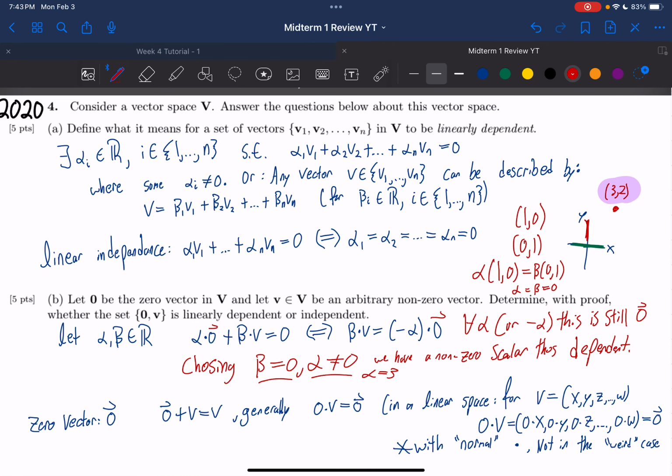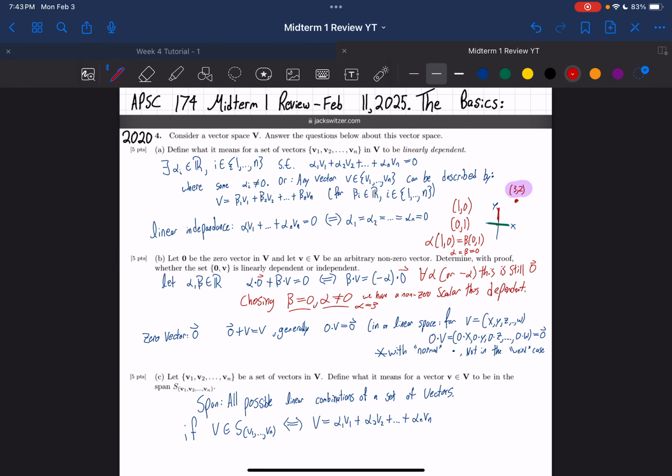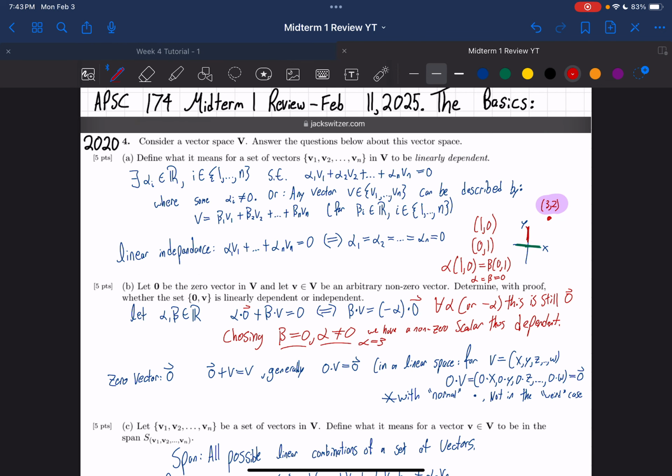We're just going to dive into some of the basics here. So these are a bunch of definitions you should probably know, and then a bit about how you can actually go about applying them. So this first question from 2022, question 4 actually, asks us to define what it means for a set of vectors v1 to vn in a vector space V to be linearly dependent.